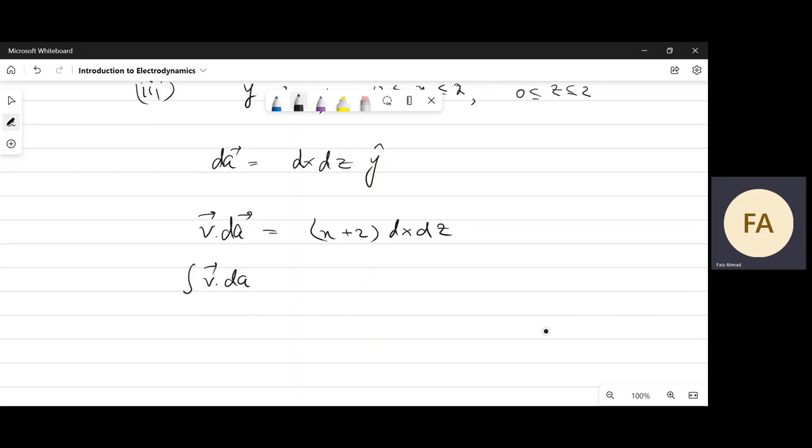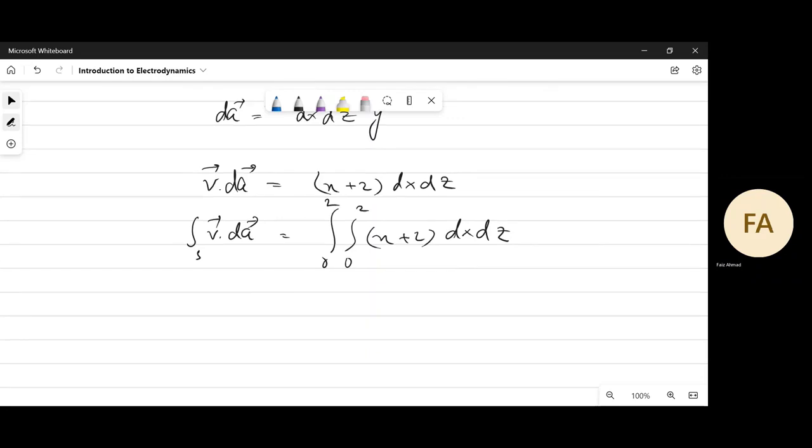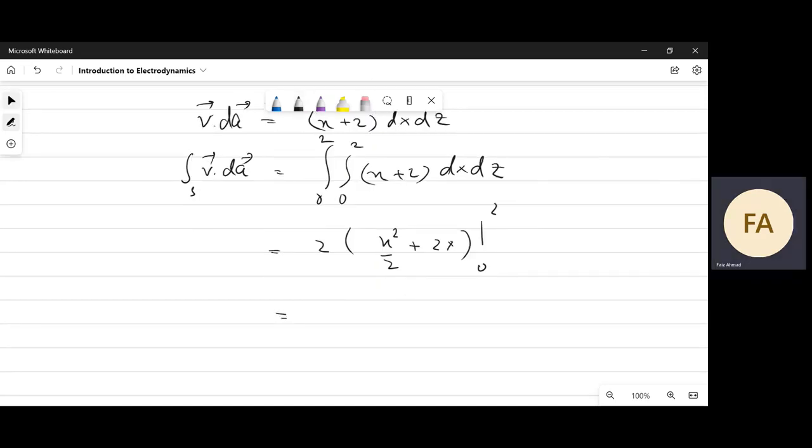The integral of v dot dA is 0 to 2 on x, 0 to 2 on z, of x plus 2 dx dz. The z integral will return only 2, then x squared by 2 plus 2 times x, from 0 to 2, and then it will become 2 times (2 plus 4), which is 8.